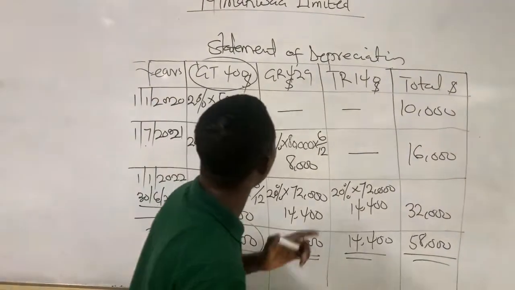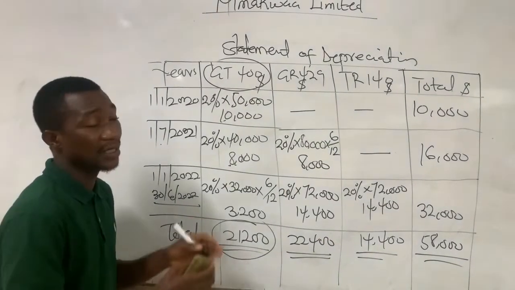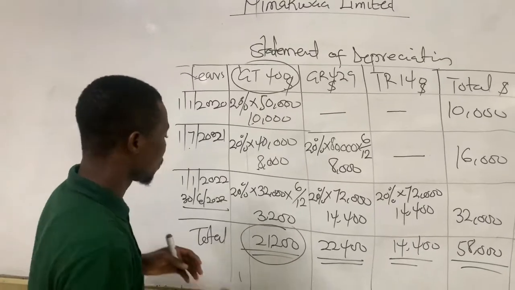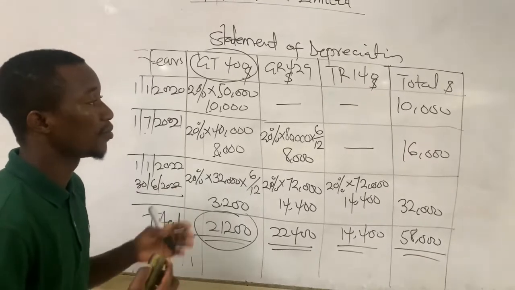So this is a statement of depreciation, and this is not part of the requirement. This is just workings that will help you to do your calculation. Is that okay? So we are now going to move to the requirements. So let me create the board so that we move to the requirements.